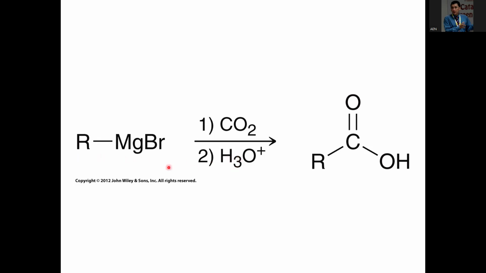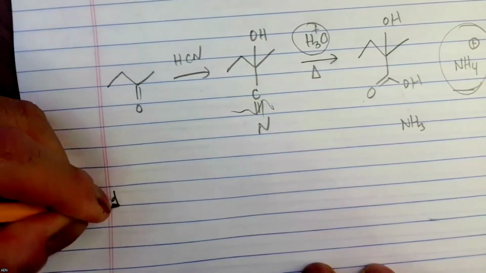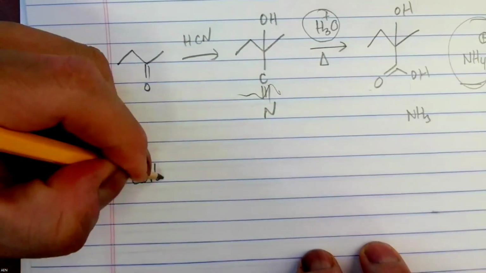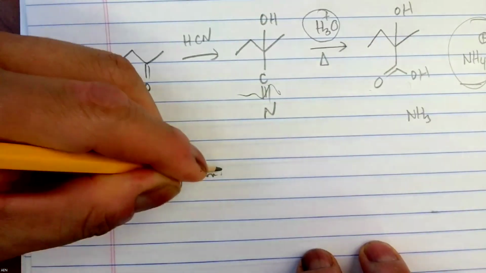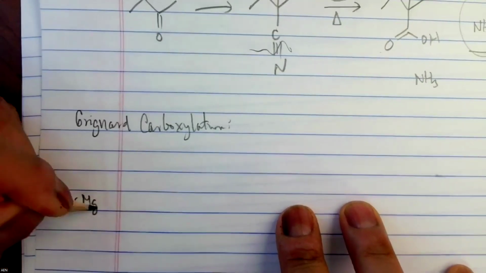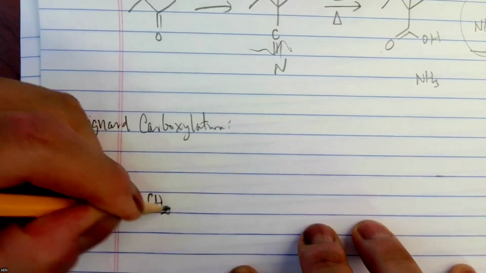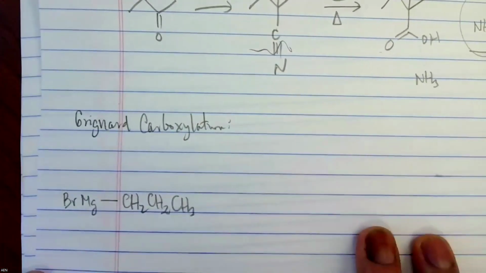You gain one extra carbon. That extra carbon that you are gaining is the carbon from the CO2. I'll show you how this mechanism happens. That would be good for you guys to know. It's called the Grignard carboxylation. Okay, let's do propyl Grignard. So propyl Grignard with carbon dioxide.